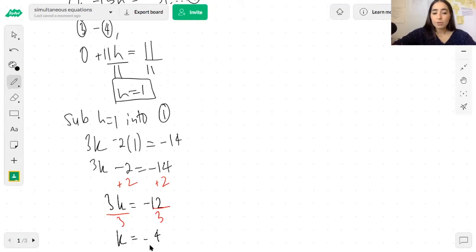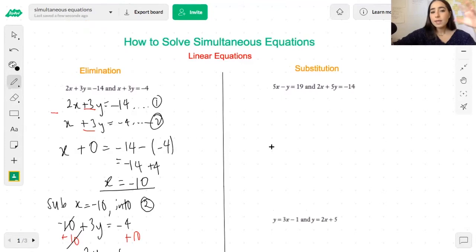And there you have it. Those are the two solutions. So h equals 1 and k equals negative 4. So that was the elimination method. Let's have a look at the substitution method.